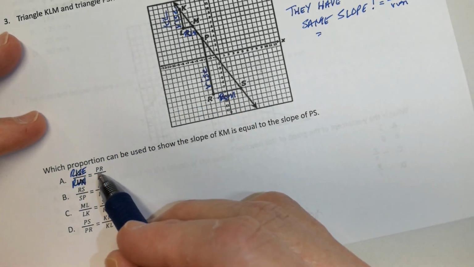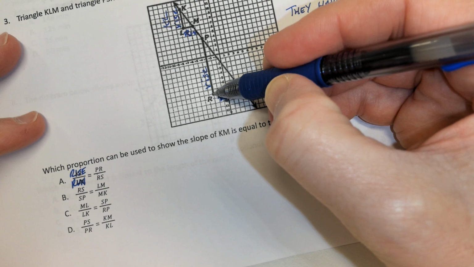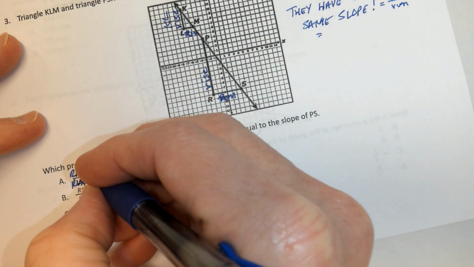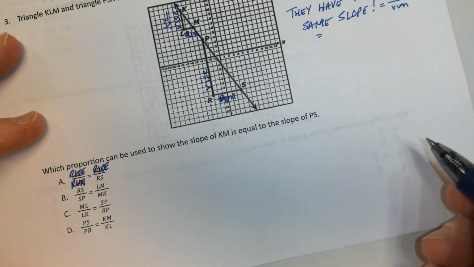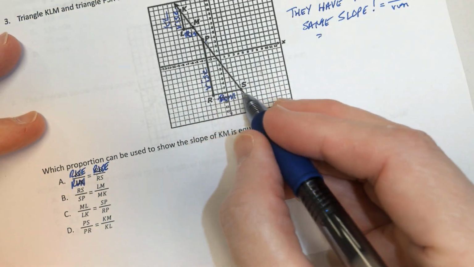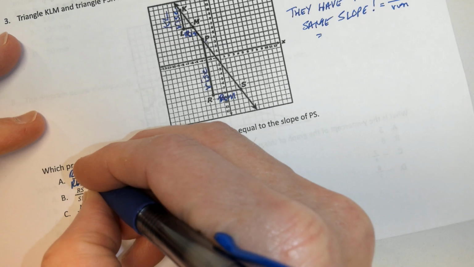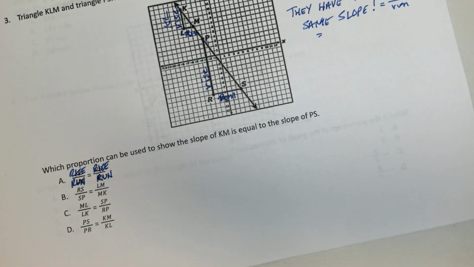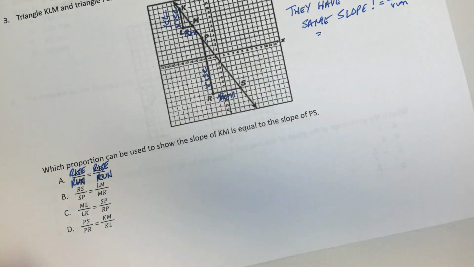How about P to R? Here you go. P to R right there. That's a rise. And R to S. R to S is a run. Okay? And it is rise and run of the correct triangles, just in case you don't understand that.